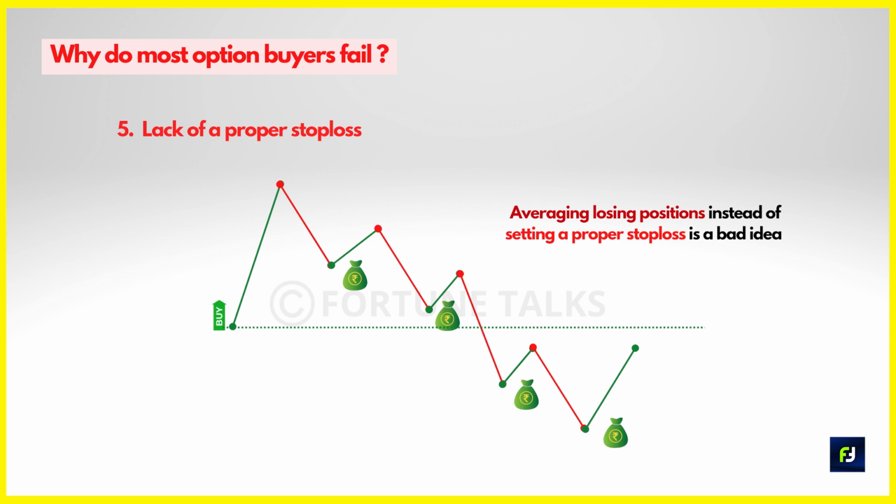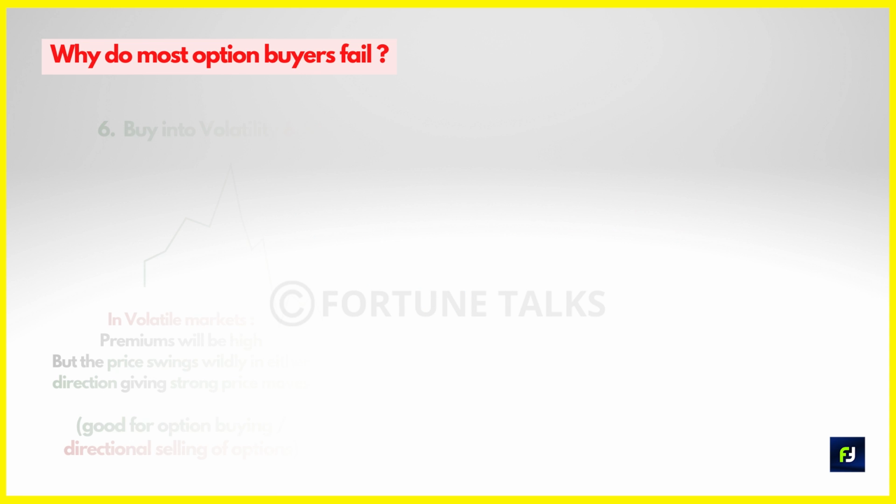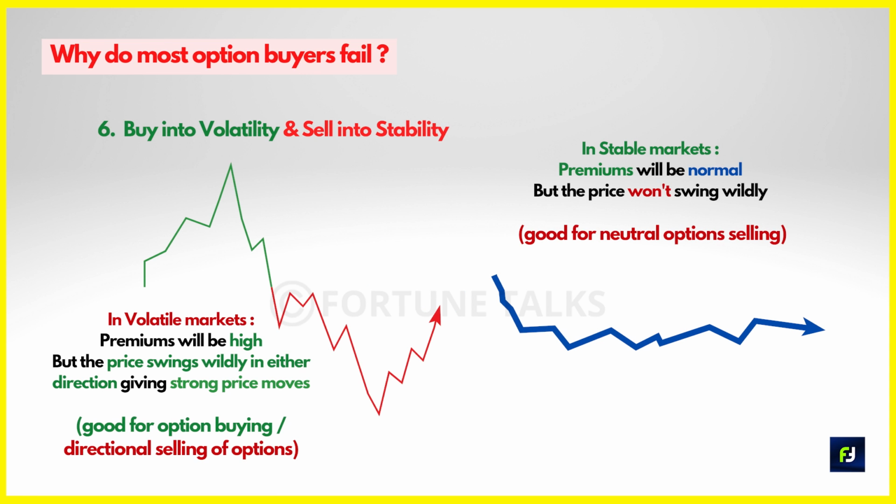So for ATM and OTM options, the stop losses will be different. And the golden point that most traders, be it option buyers or option writers, miss out on is that in options, you need to buy into volatility and sell into stability. See, when markets and stocks become volatile, options become more valuable as the premiums rise. In short, volatility means that the stock or the index can swing wildly in either direction.